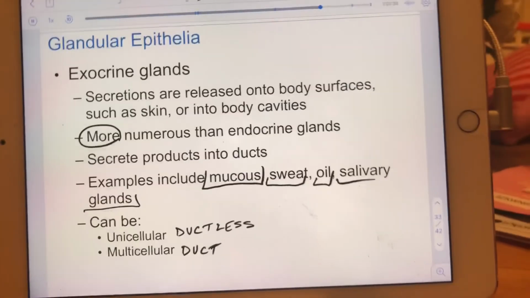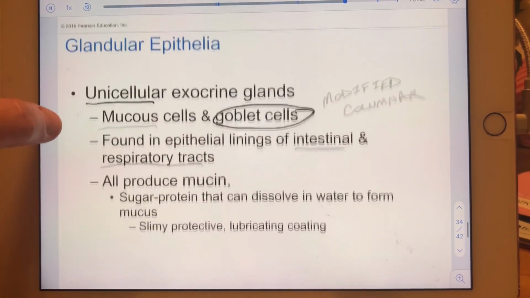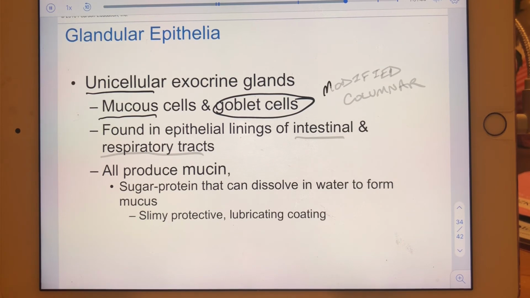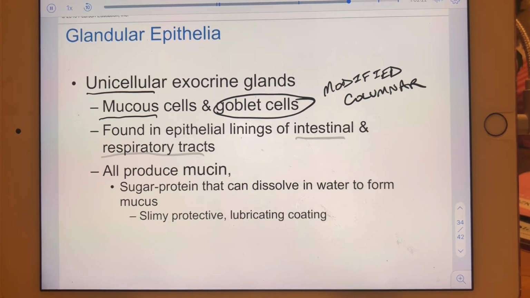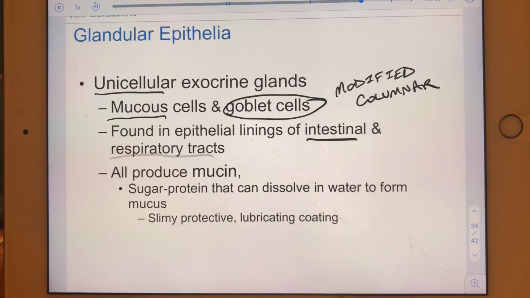Unicellular, and the go-to example of that would be a goblet cell. The function of a goblet cell is to produce mucus, and a goblet cell is simply a modified, tweaked columnar cell. We're going to find these in the small intestine, the large intestine, the trachea, and the bronchi, secreting mucus to, depending on where, either act as a trap, like a fly trap, trapping debris, potential pathogens, and potential irritants like pollen, or acting as a lubricant. So much more of a lubricant in the intestines, much more of a fly trap in the respiratory system.